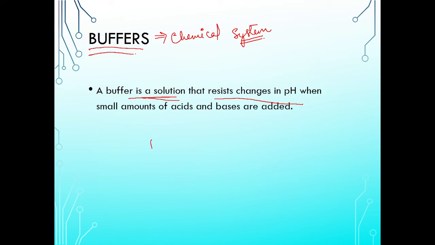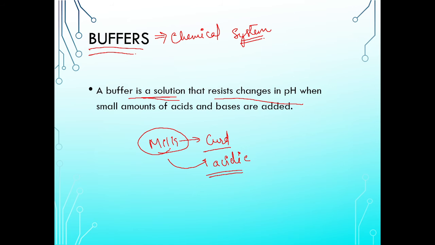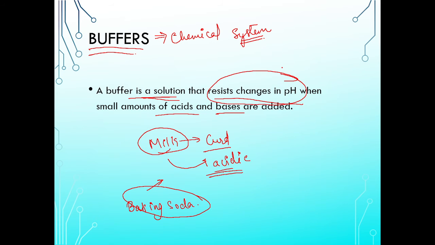For example, I told you about the milk, right? So milk changes to curd. Whenever it changes to curd, it means it is going to become acidic. Okay, so just to stop the conversion of the pH of milk to acidic, we add baking soda to it. We have studied about it, right? So that the conversion of milk will be slow, right? So this is nothing but addition of a small amount of acid or base just to resist the change in pH, which is known as a buffer.